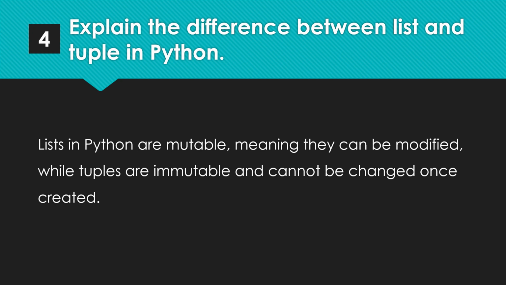Explain the difference between list and tuple in Python. Lists in Python are mutable, meaning they can be modified, while tuples are immutable and cannot be changed once created.